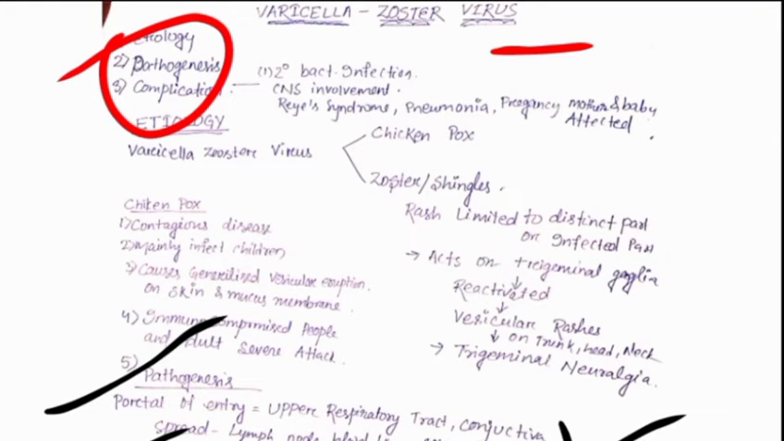Another is the complication, as its main action is in the CNS and the nervous system. So there is CNS involvement, neuralgia, and in pregnancy, mother and baby will be affected, because it crosses the placental barrier, and pneumonia will be found in the zoster case. And Reye syndrome, which is an important syndrome found in varicella zoster virus infection.